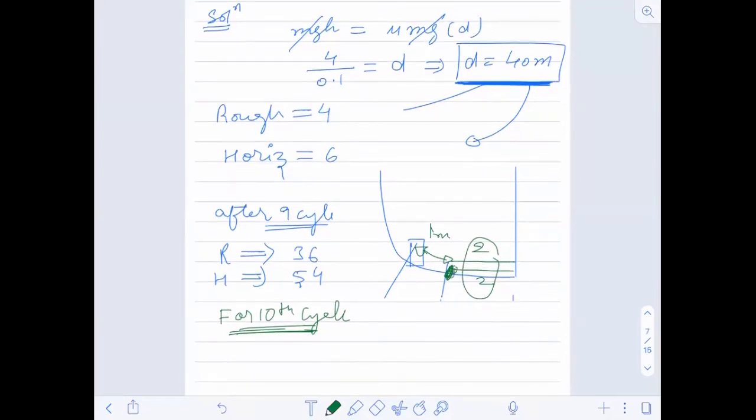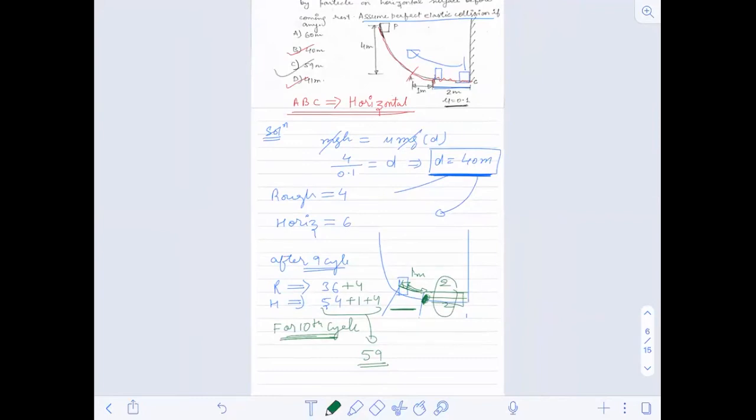So it will not have any energy to complete this cycle. So the 10th cycle will not be completed. It will be half only. But how much distance has it traveled? It has traveled 1 on smooth surface and 4 on rough surface. So for the rough surface, I have to add 1. For the horizontal surface, it is 1 on smooth, 4 on rough. So total it becomes 59. So 59 is the correct answer for us.